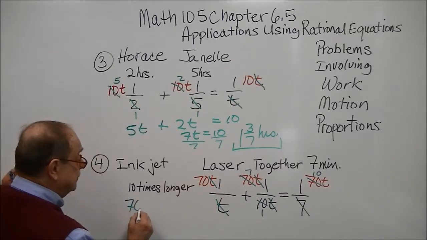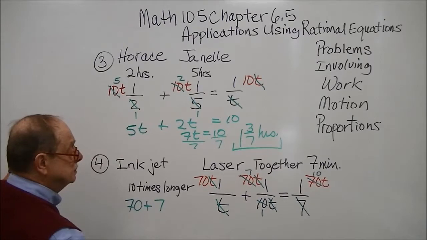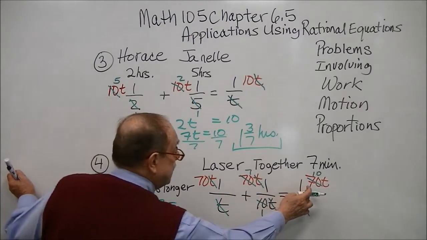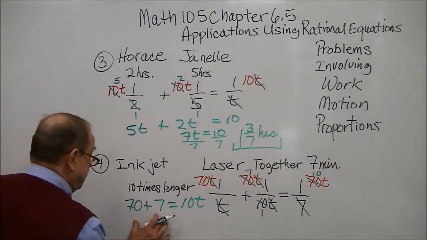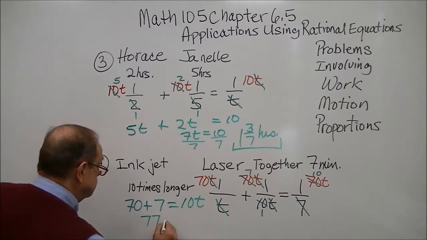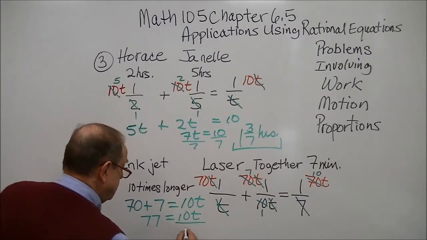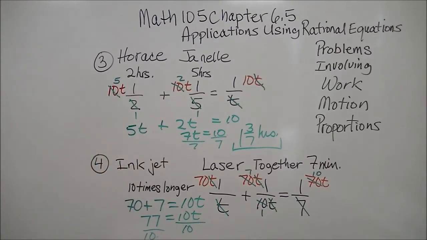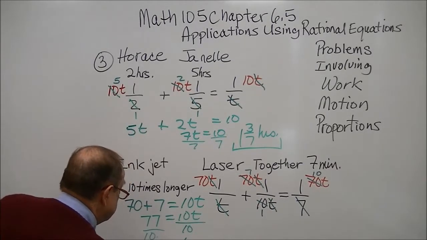This is going to be 70 plus 7 equals 10t. And now we're going to add this together. And we're going to divide by 10. And we get t equals 7.7.